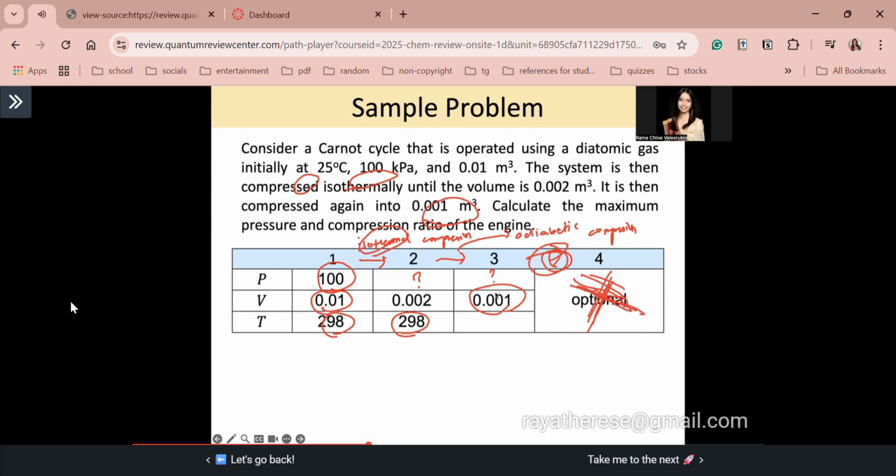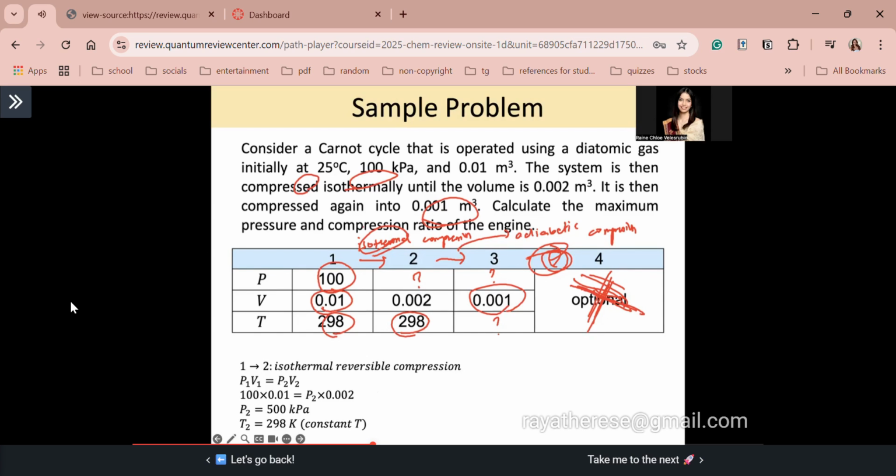So, now, let's solve for the missing values. So, first missing value is the pressure. Okay? So again, from 1 to 2, we have isothermal reversible compression. Based on our PVT equations, we use this equation, P1V1 is equal to P2V2. Okay? Solving, we get 100 kilopascal times 0.01 cubic meters. So ito yung initial mo. That's equal to the P2, which is yung hinahanap natin, yung unknown, times 0.002 cubic meters, which is the V2. That is the volume after the isothermal compression. Solving, guys, so shift solve lang, we get the P2, which is equal to 500 kilopascals.